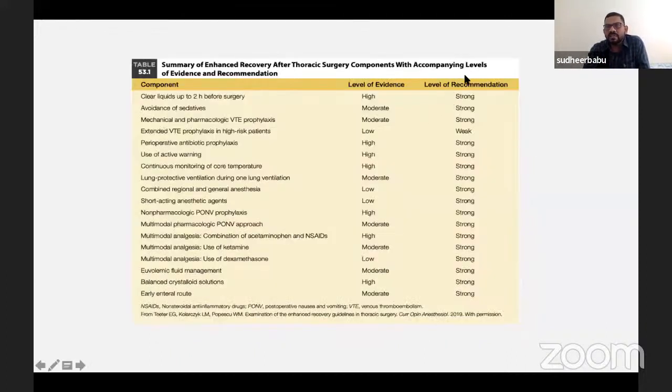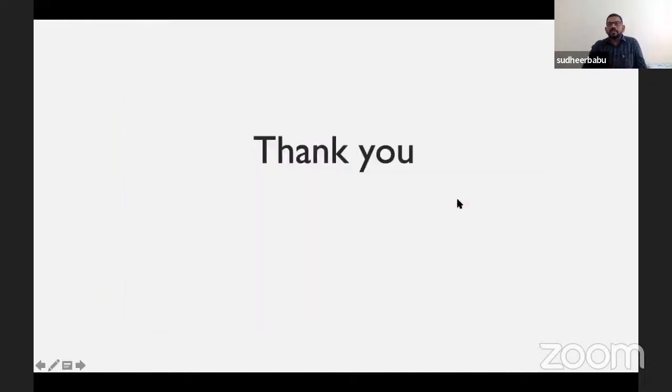So these are some of the levels of recommendations for each thing. All these things you can go through: multimodal analgesia, all short-acting anesthetic agents, lung protective strategy. The evidence is very strong. Okay. So the recommendations and evidence are very strong. So you can just go through that. Thank you.